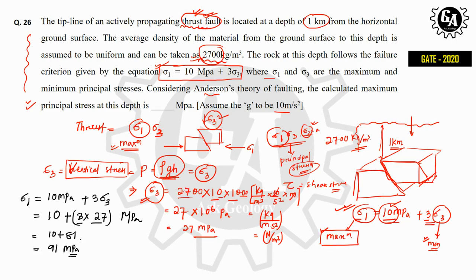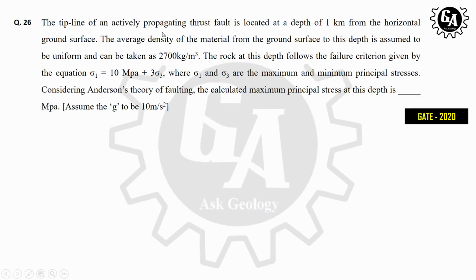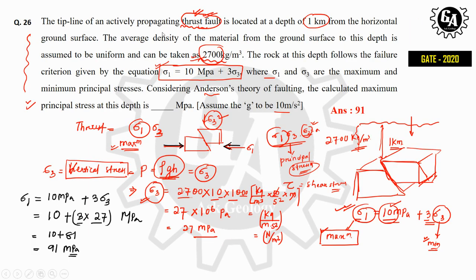So what does this mean? This is telling that the sigma 1, which is acting horizontal, because for the formation of thrust fault you need the sigma 1 to be horizontal, and vertical is the sigma 3. What is that sigma 3? Sigma 3 is nothing but the stress which is acting due to the presence of the overburden. So it is simply the pressure. Now pressure is calculated as P is equal to rho gh.